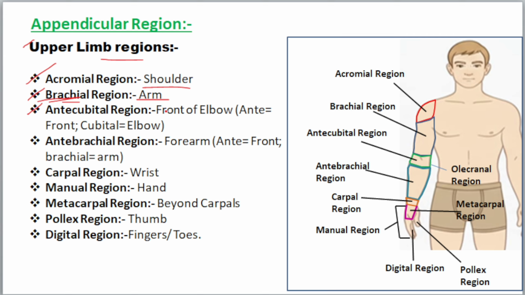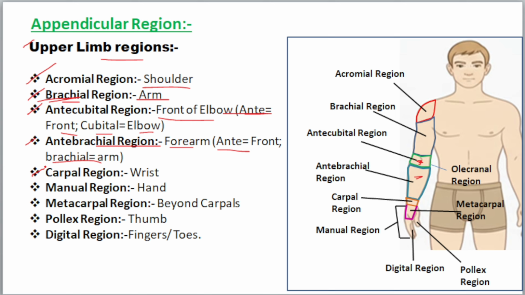Then antecubital region. Front of the elbow is called the antecubital region. You see in this picture that the front of the elbow is called the antecubital region, where anti means front and cubital means the elbow. So the front of the elbow is called the antecubital region. Then antebrachial region. The forearm portion is called the antebrachial region, where anti means front and brachial means arm. So the front of the arm is called the antebrachial region.